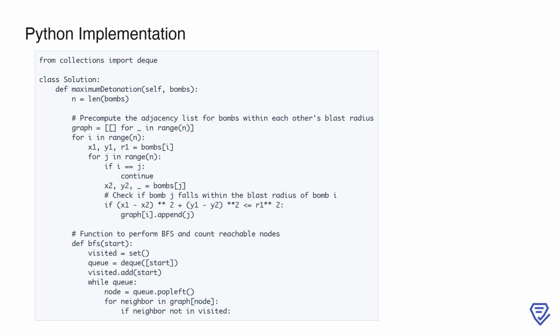it can directly detonate. We then define a helper function, BFS, to perform a breadth-first search starting from a given bomb. This function will help us count how many bombs can be reached from the initial one. Inside BFS, we initialize a visited set to keep track of the bombs we've already processed and a queue for our BFS, starting with the given bomb. The first bomb is marked as visited, and we begin exploring its neighbors.